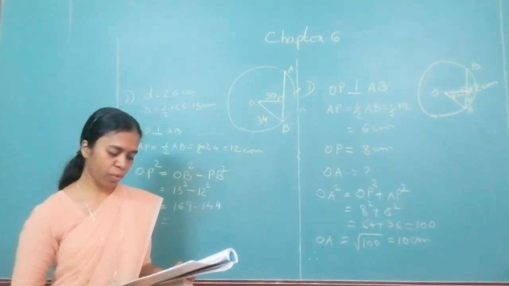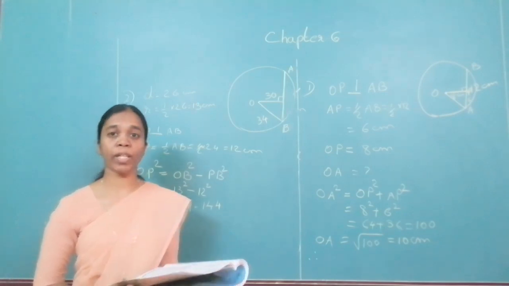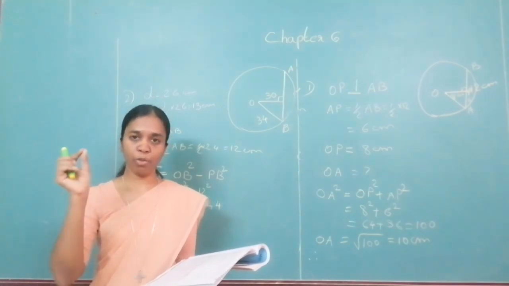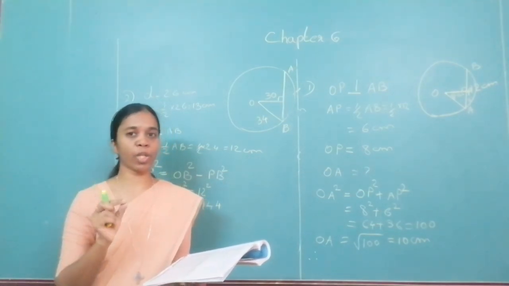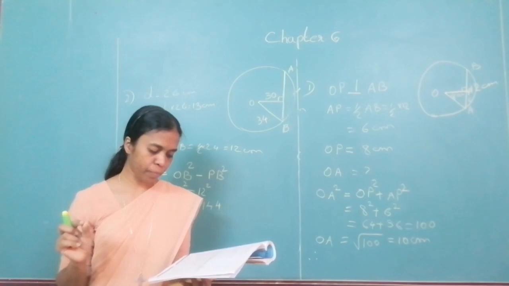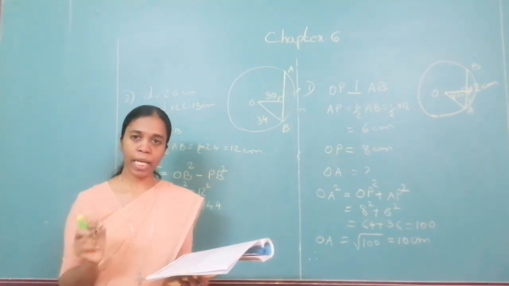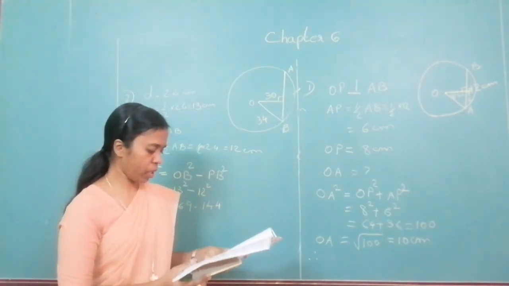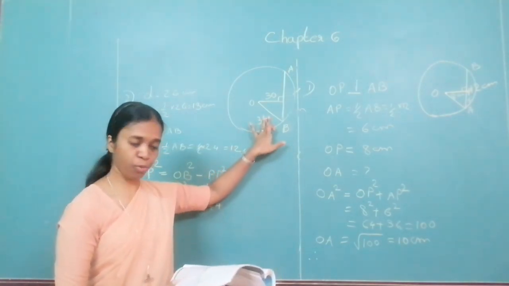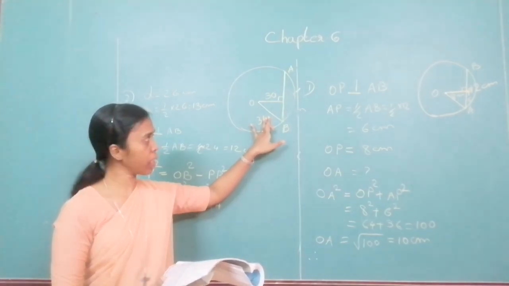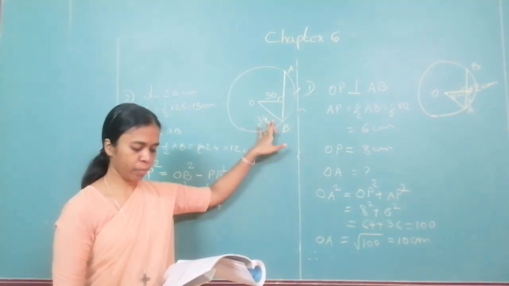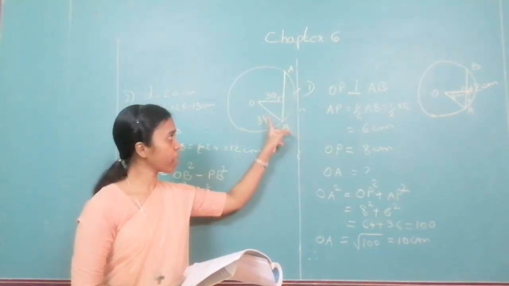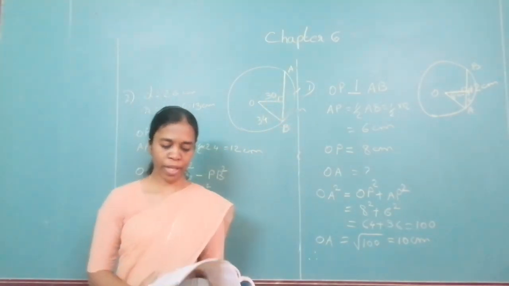Question number 4. Radius of a circle is 41 units. It is not given to you as centimeter. Please remember. So when you are writing the final unit, you will be writing it in unit only, not in centimeter. Length of the chord is 80. Length of the chord is given to you. In the fourth question, radius is given and also the length of the chord is given. Find the distance.